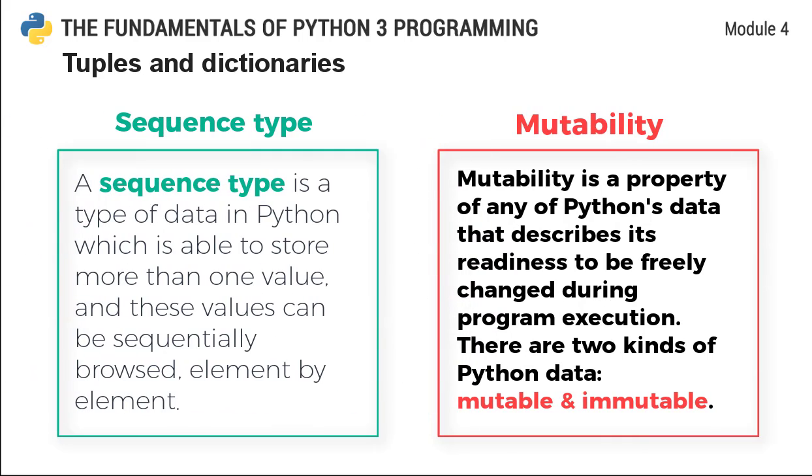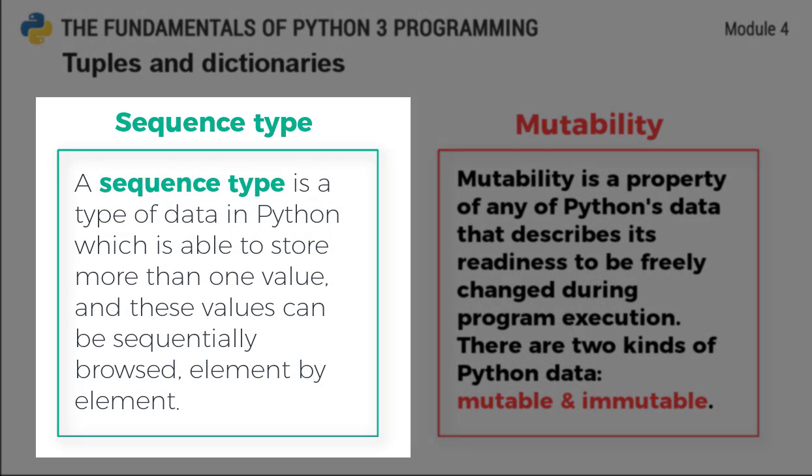Before we start talking about tuples and dictionaries, we have to talk about two important concepts: sequence types and mutability. When we say sequence type, we mean a type of data in Python which can store more than one value, and these values can be sequentially browsed element by element. As the for loop is a tool especially created to iterate through sequences, this sequence is data which can be scanned by the for loop.